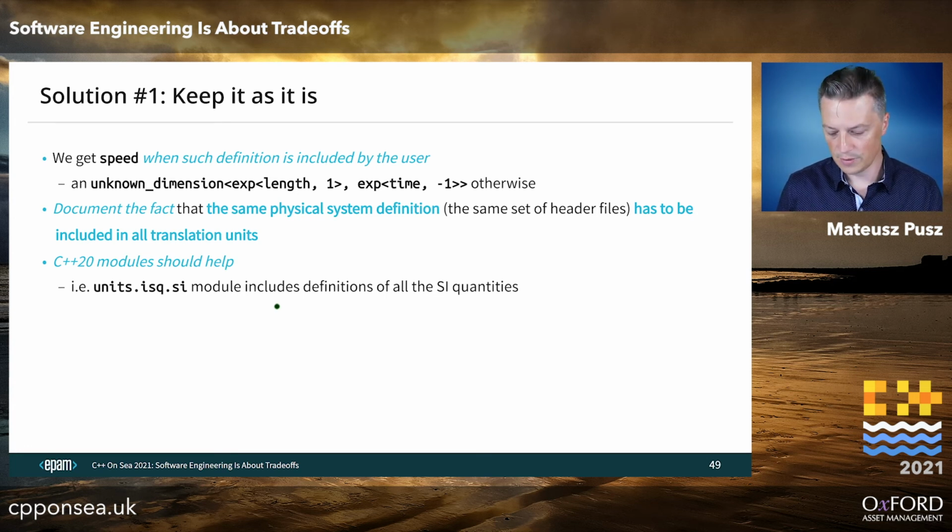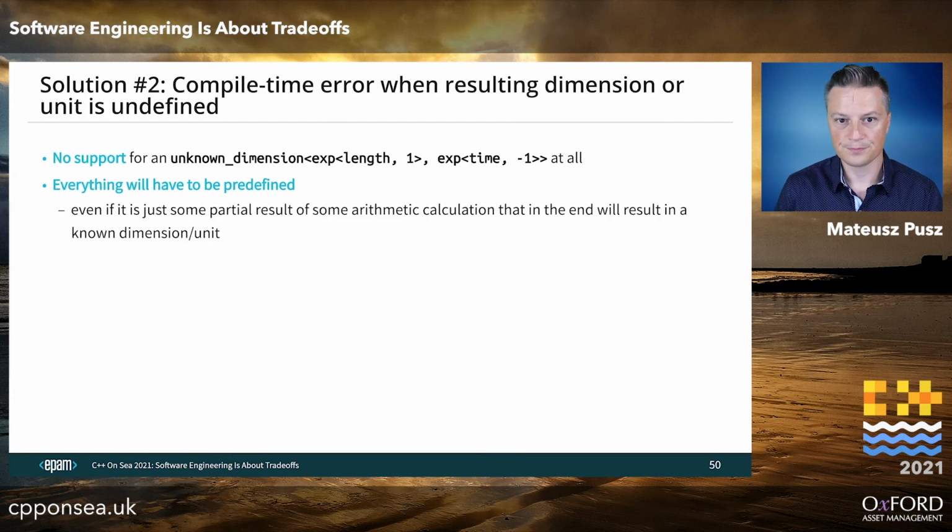Let's see solution number 2. Let's do a compile time error when the resulting dimension of units is undefined. Right? There is no support for an unknown dimension, so it will never compile. Everything will have to be predefined. Even if it's just partial result of some other arithmetic calculation, it won't compile for you.